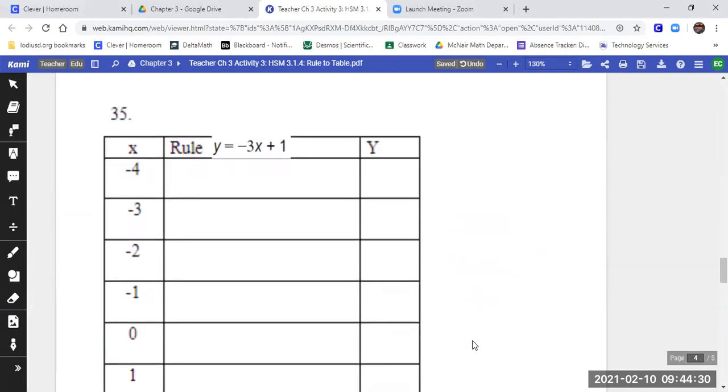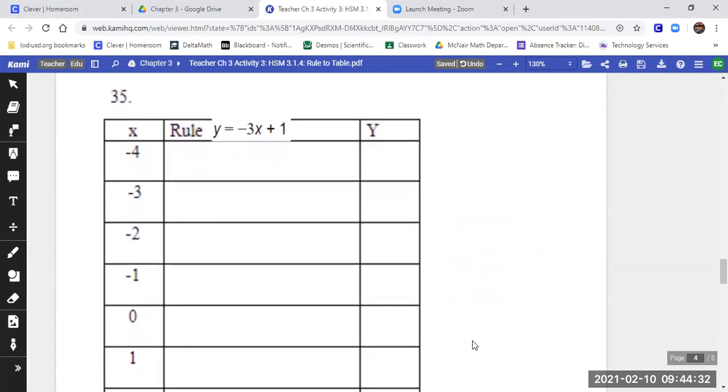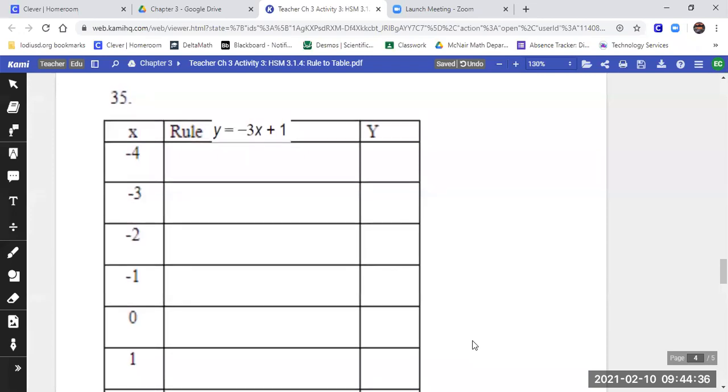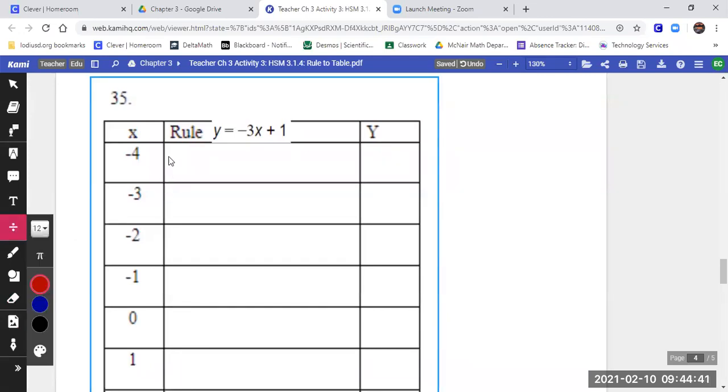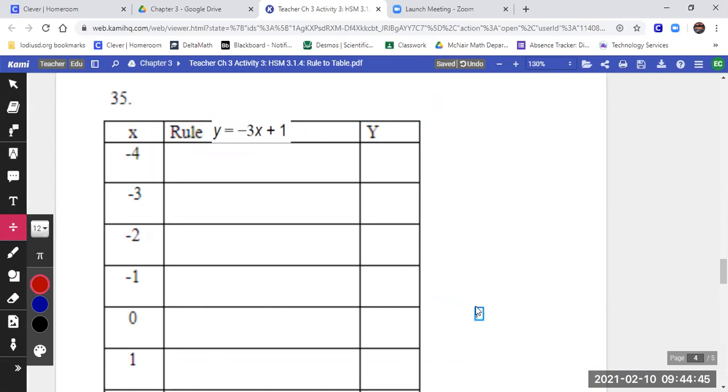We're going to do the same thing we just got done doing. Okay. We're going to put the x they told us in to replace the x and find out what the number value is going to be. So this one says -3 times -4, right? And then it wants us to add 1.